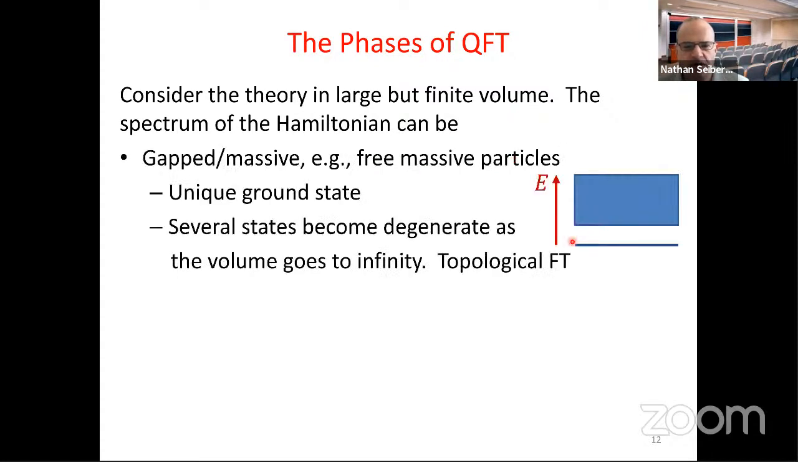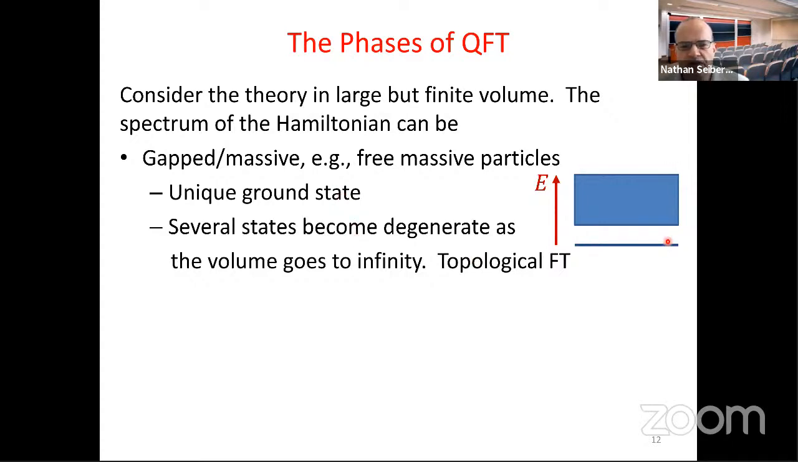The first is a ground state. Here, as a function of energy, energy goes up. There's a ground state, perhaps several ground states. And then there is a gap in the spectrum. And then we have a continuum in the spectrum. And there's several more refined classification of whether the ground state is unique or there are several distinct ground states.